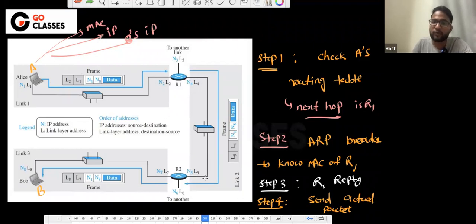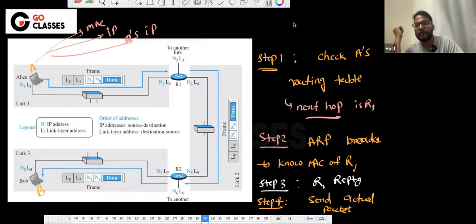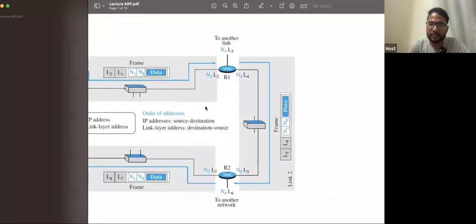If this is sending, then L4 to L5. This will keep on changing. These MAC addresses keep on changing, but IP addresses never change. In any packet, IP addresses can never change. Is this okay to everyone? So basically, you will just keep on changing the MAC addresses, right? And at A, you never need to know the MAC address of B. You just need to know the MAC address of this R1. Okay, so that was the next case that we have.